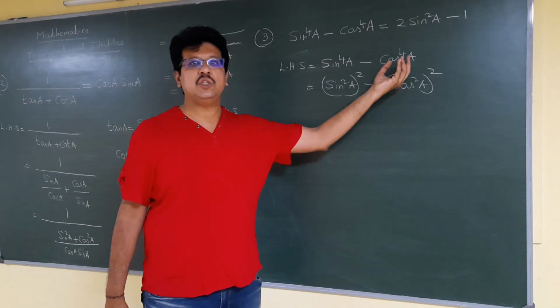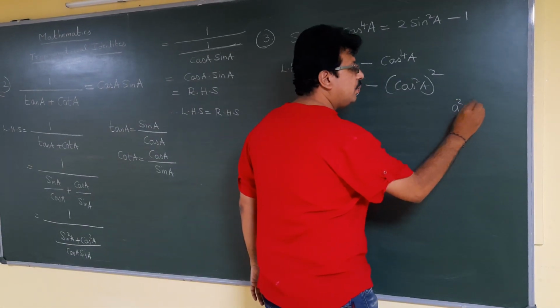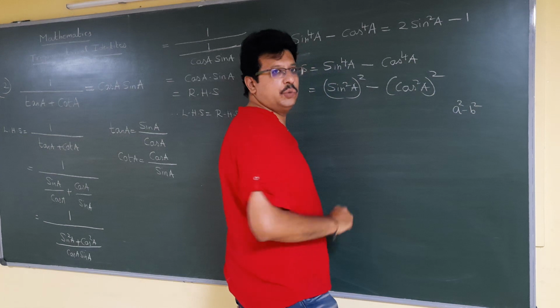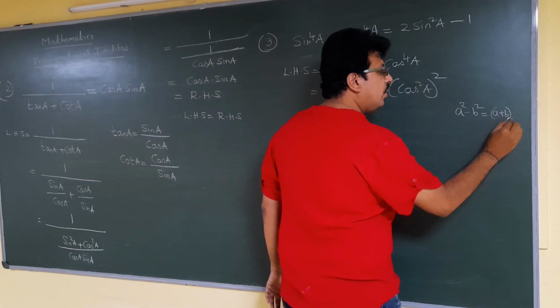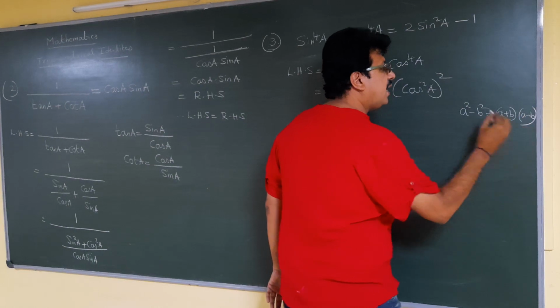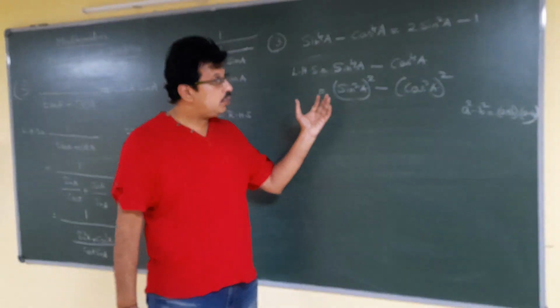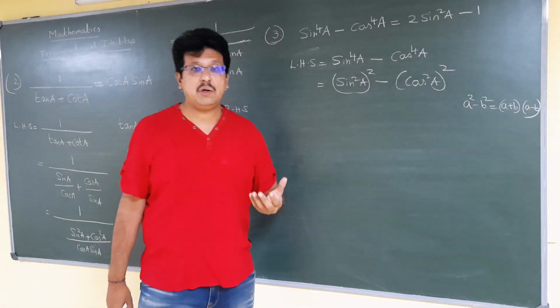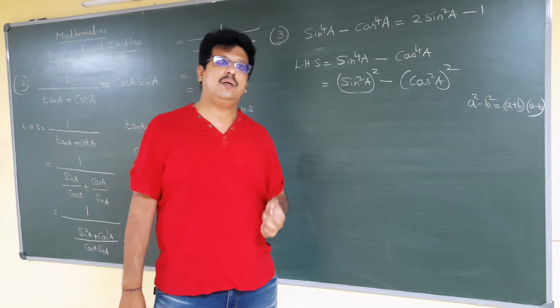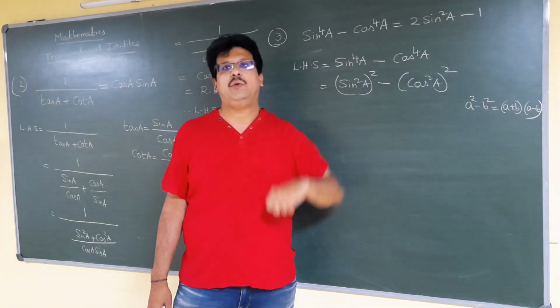a square minus b square. We need to observe that identity. a square minus b square, that identity you should be remembering. It is (a plus b) into (a minus b). This identity is very important. We need to use this identity in this problem. That's what I'm telling: trigonometry is not just using trigonometrical identities. We should also use algebraic identities.